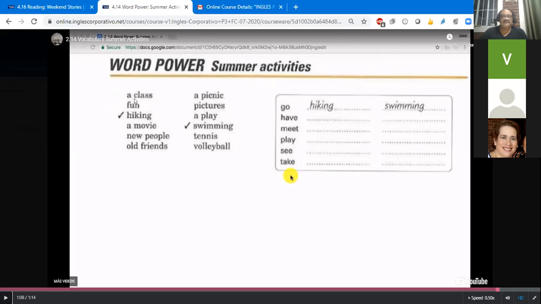Take a class, right? Take a bus. Take pictures. Take class. Take a shower. Yes, take a shower. You don't say "take a shower," right? Take a shower.